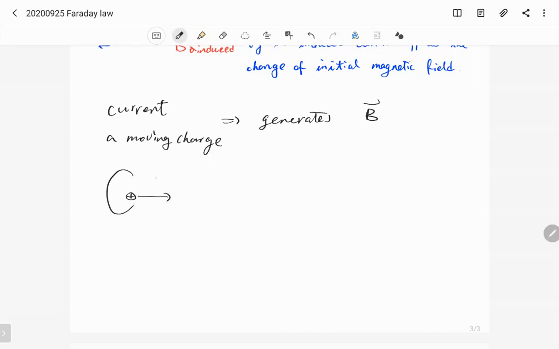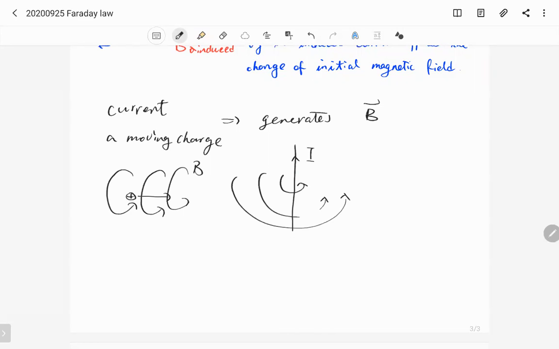If we have a moving charge moving this way, then in the space it generates a circular magnetic field, something like this. This is B. And if we have a current going upward, then it will also generate a circular magnetic field surrounding the current and perpendicular to the surface.